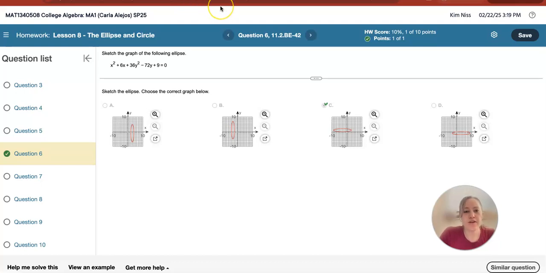Hey guys, so I wanted to make a video on lesson 8, which covers the ellipse. This is question number 6 from lesson 8, and I'm going to go through how to do this one today. So it's sketch the graph of the following ellipse.